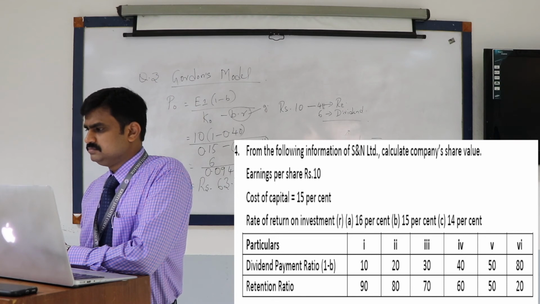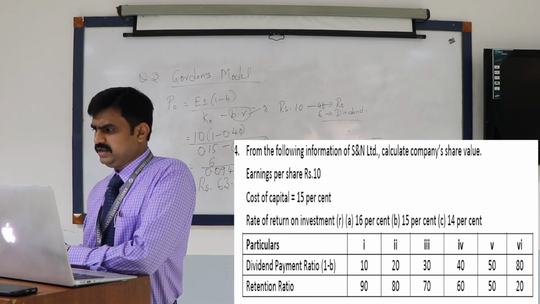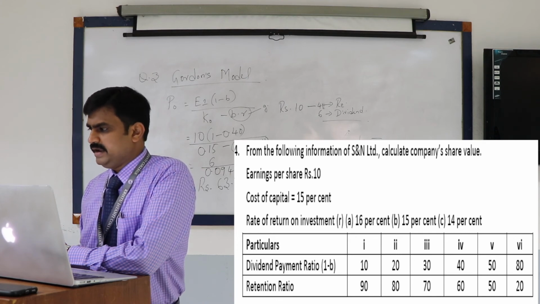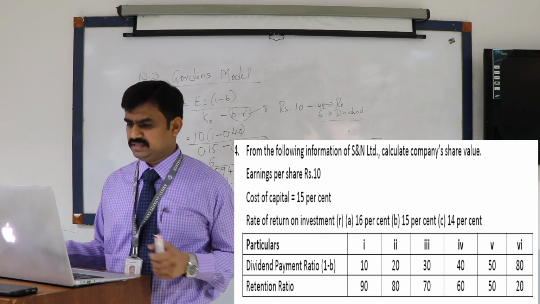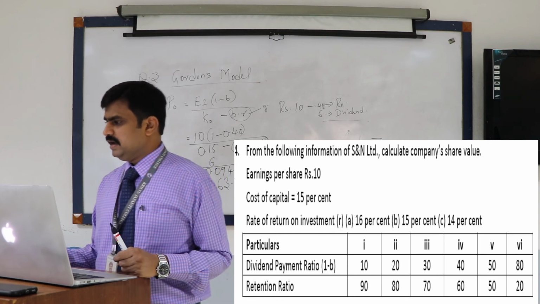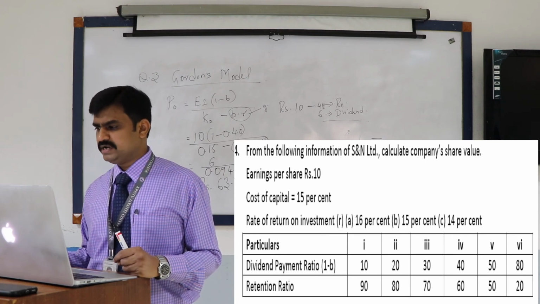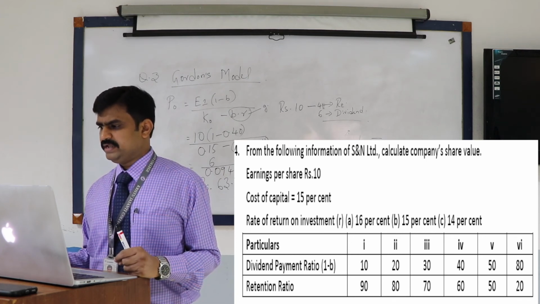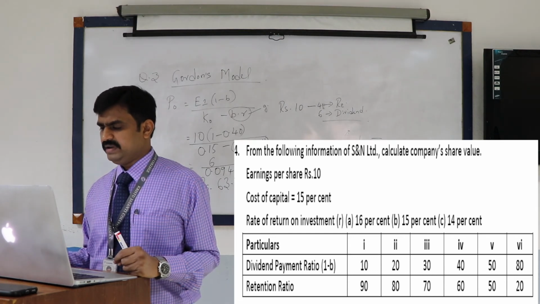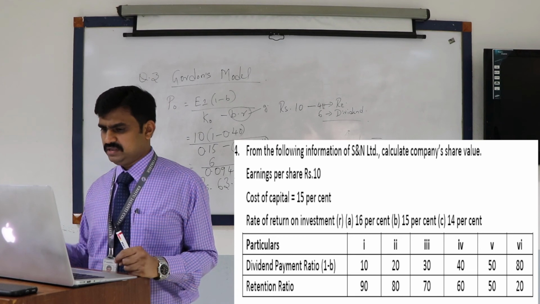And r is how much? 16%, 15%, 14%. He has given r in 3 scenarios. In the first scenario, r is 16%. In the second scenario, 15%. And the third scenario is 14%. Below, in the table, he has given 6 different dividend payout ratios and retention ratios. Dividend payout ratio is nothing but 1 minus b. When I do 1 minus b, I get the dividend payout ratio, and retention ratio is given.